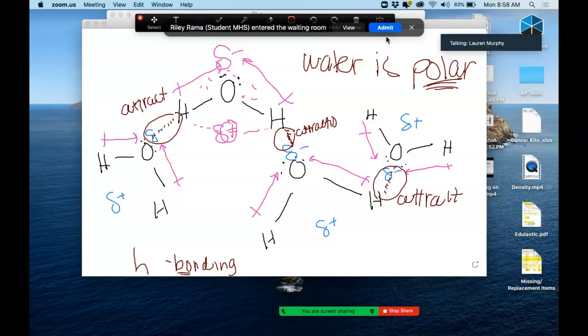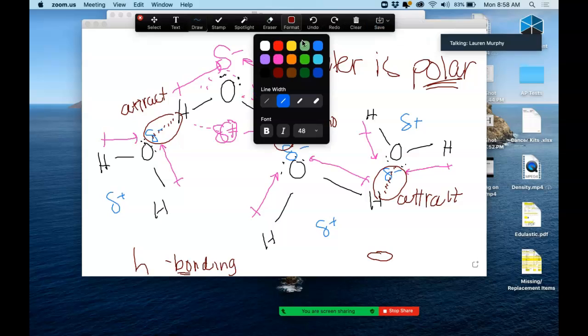Now, water sticks to itself. If you've ever taken a penny in a class and put a bunch of water molecules on it. So I'll draw a penny, and then you stack water molecules on it, right?